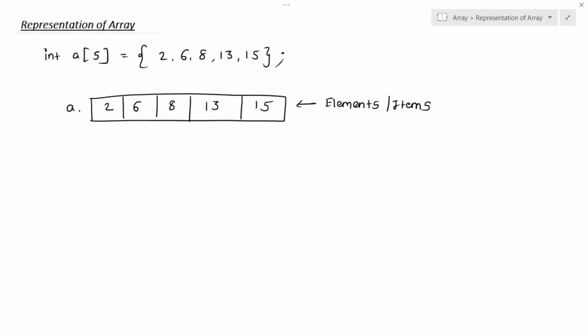Now here array index starts with 0. That means 2 has index value 0, 6 has index value 1, then here is 2, 3 and 4. So array index always starts from 0. The first element is at 0, then 1, 2, 3, and the last element's index value is 4. From this we can also calculate the lower bound and upper bound of the array. Now what is meant by lower bound? Lower bound means the starting index of array, and upper bound is the last index of array.